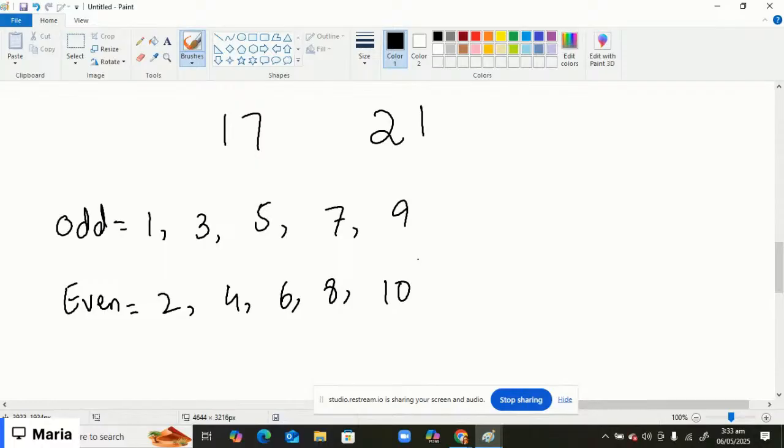And how can we check the odd numbers or even numbers? We check their last digits. First here is 17. See that one, there is 7 in the end. 7 is even or odd? 7 is odd, so this one is an odd number. The next is 21. 1 is even or odd? That is odd, so this is also odd. So both numbers in the pair are odd.